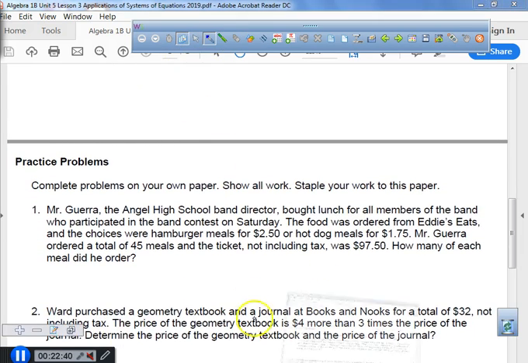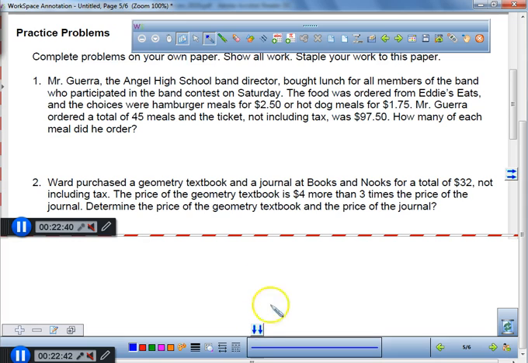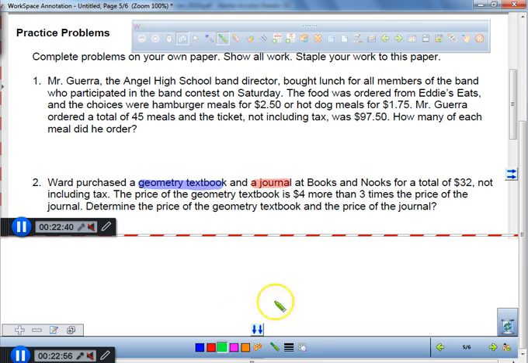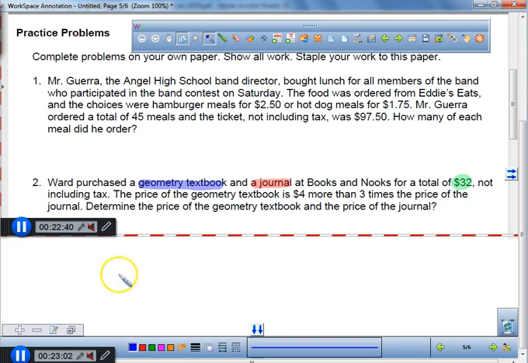All right, problem number 2. We're going to do this one next. Right here, it says Ford purchased a geometry textbook and a journal at Books and Nooks for a total price of $32, tax not included. All right, so the very first thing I'm going to write, I'm going to put x equals the geometry book.